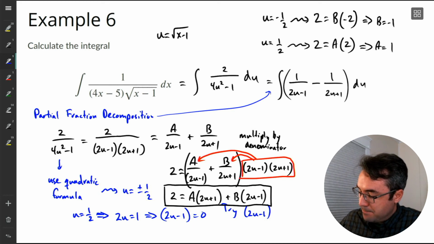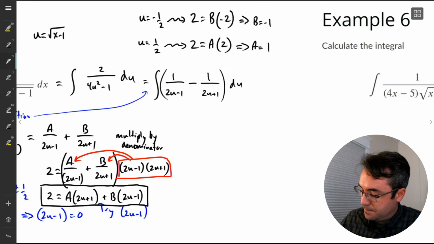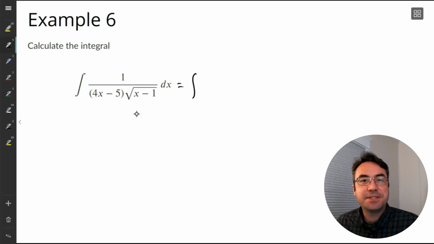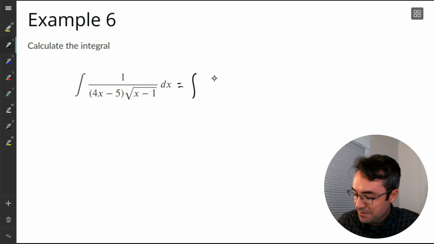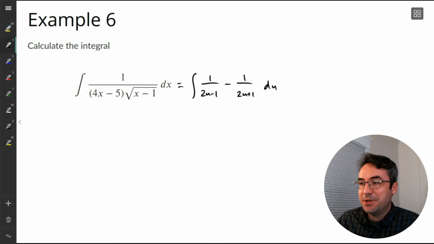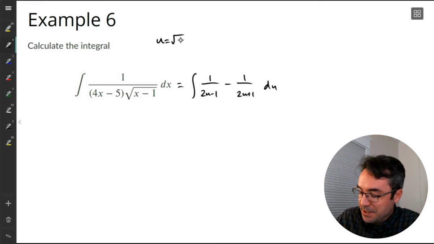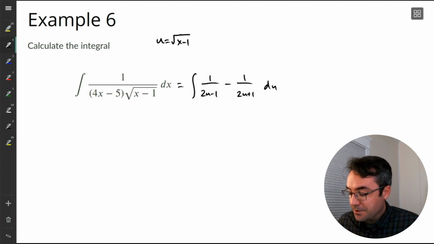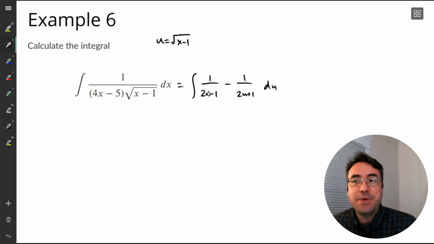So let's actually do that. So far we're still working on this integral. Takes a little bit of work. We're getting there. And we have 1 over 2u minus 1 minus 1 over 2u plus 1. So we still had to do a u substitution. That was way back now. We did u substitution where we let u equal the square root of x minus 1. That gave us a rational function that we could do partial fractions with. And here's our partial fraction decomposition. So now these are of the form we can just integrate.